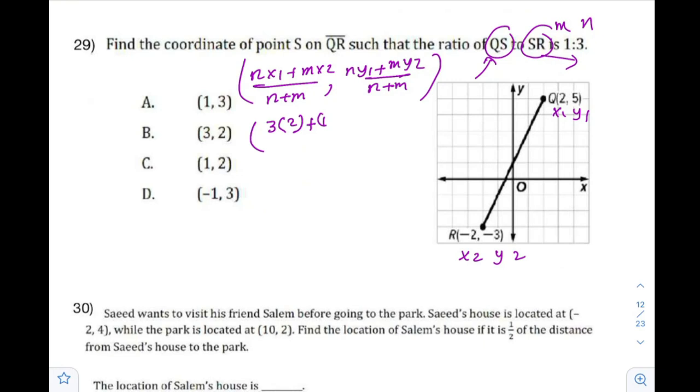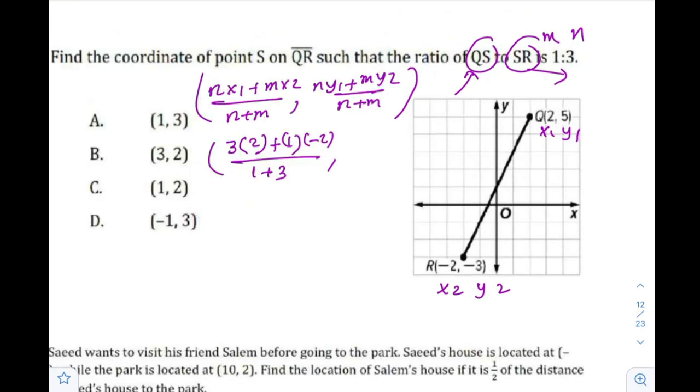M is 1. X2 is negative 2. I'm copying everything with care. And Y1, so it's 3. Y1 is 5 plus M. Y2 is negative 3 over 1 plus 3. So 6 minus 2 over 4.